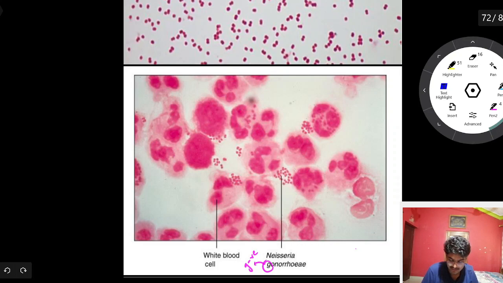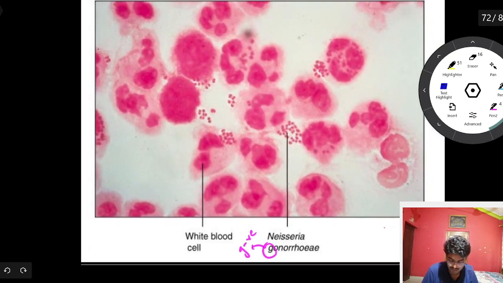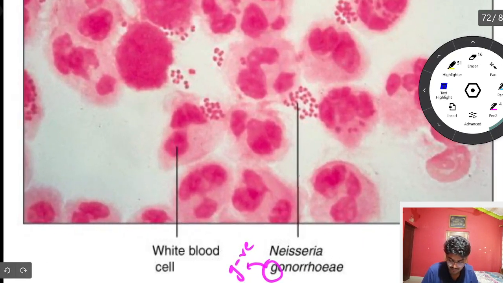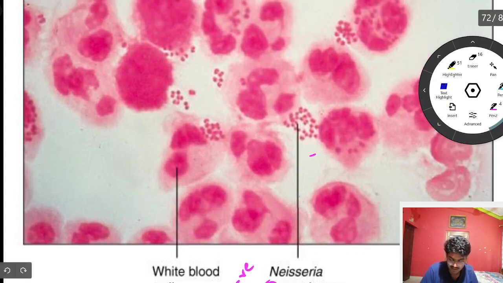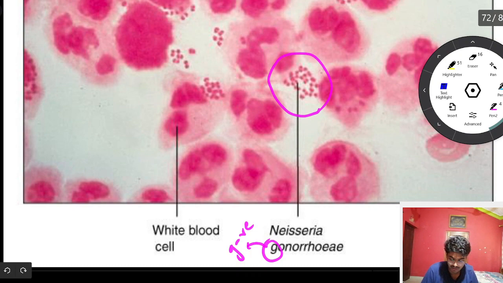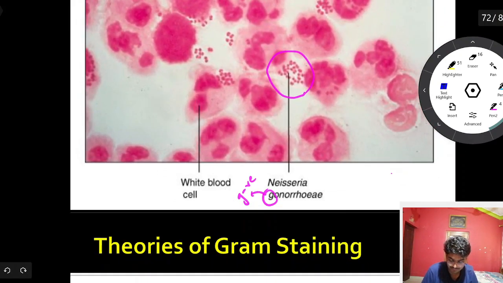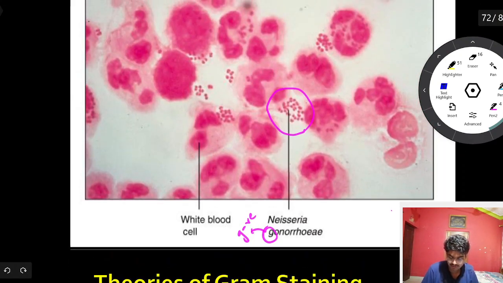You see, we can see gram negative cocci in white blood cells. These are WBCs in a blood smear. In the blood smear there are gram negative cocci. These are Neisseria gonorrhoeae. Okay, so these are all pictures of real slides.